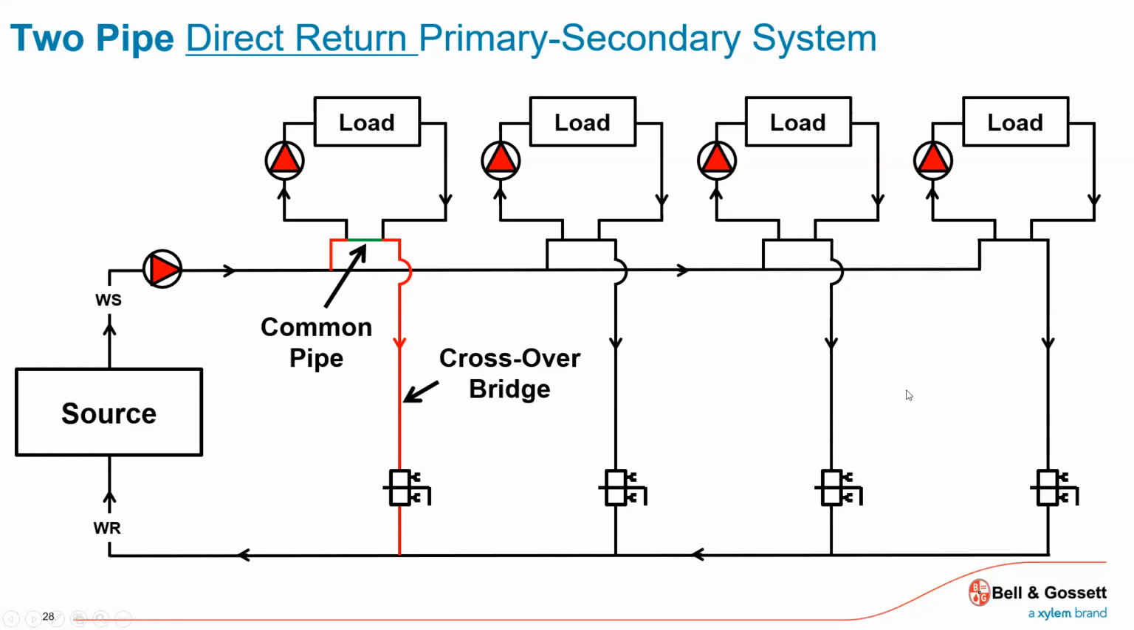Well, I still have my primary pump feeding this loop, if you will, this branch, but now I have what they refer to as a crossover bridge. And the real benefit here would be this: whatever temperature, chilled water or hot water that I'm feeding is the same here, is the same here, is the same there.